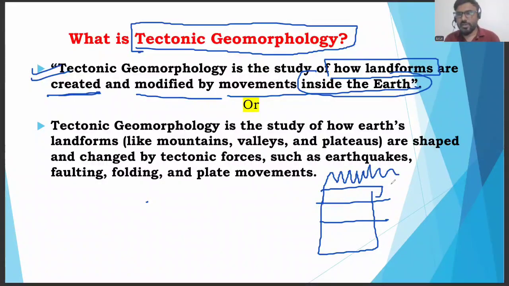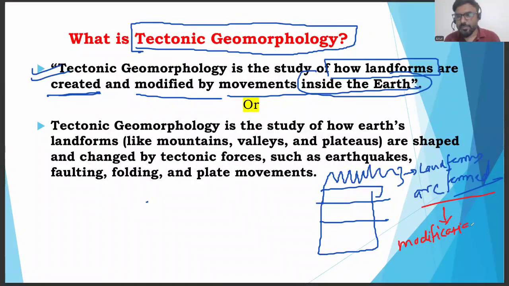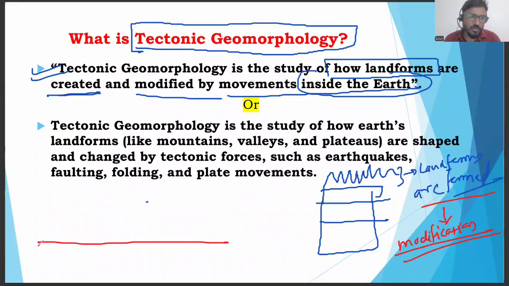Are you getting my points? Tectonic geomorphology is the discipline which studies how landforms are formed. It is not only studying the formation of landforms, guys, but also the modifications which happen over a period of time. For example, when there is a formation of mountain ranges, let's take the example of the Aravalli mountain ranges.